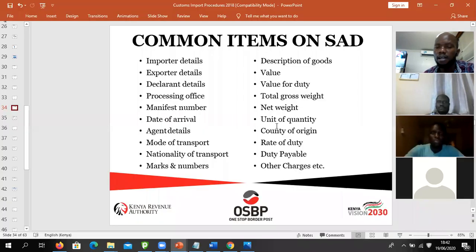Then we have, after net weight, we have unit of quantity. Unit of quantity can be in terms of kg, can be in terms of cartons, can be in terms of packaging.